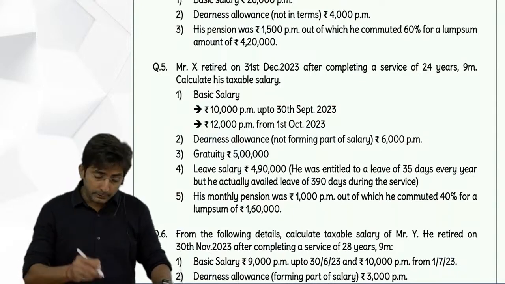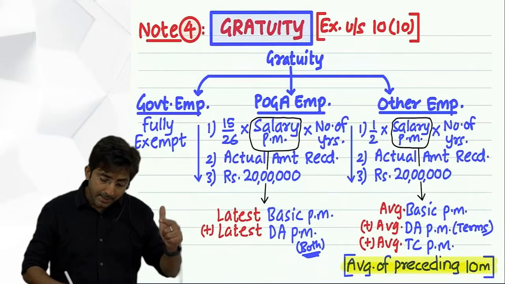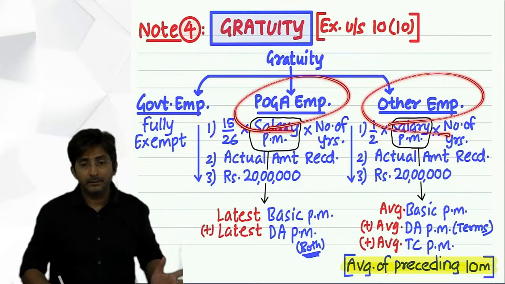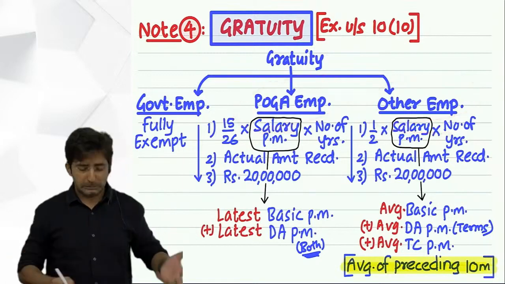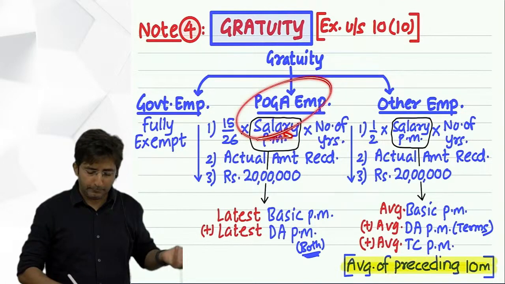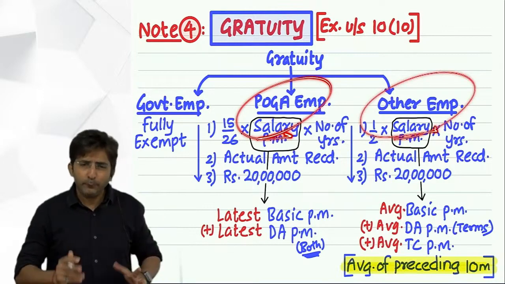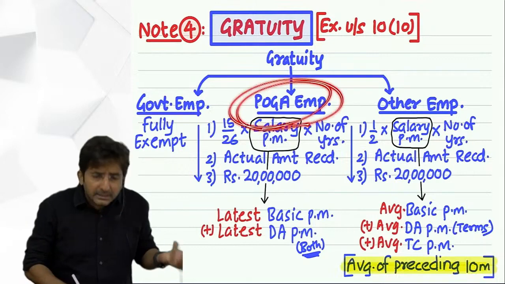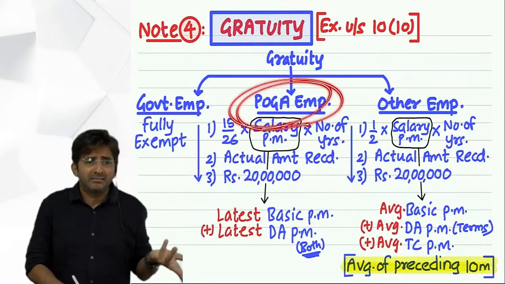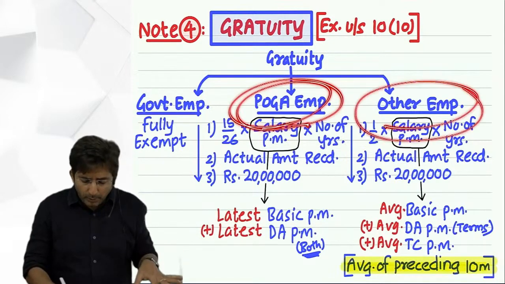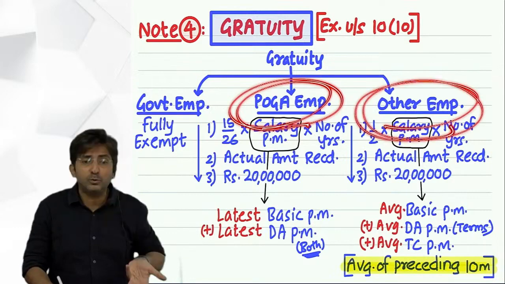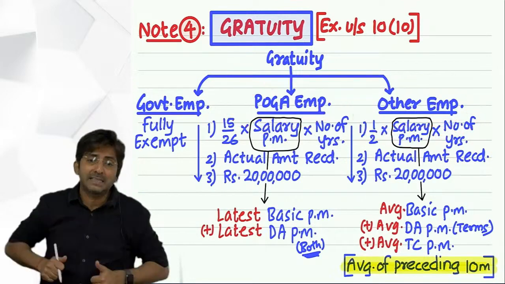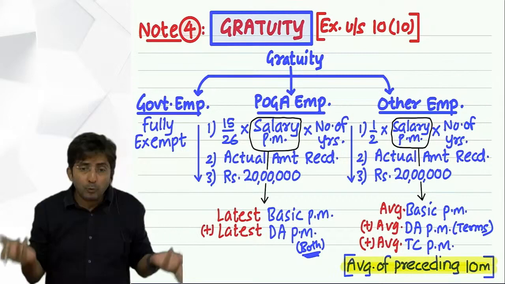So here also there is a difference in POGA and other. See, if you crib, what nonsense, here something different, here something different, you will get irritated. But if you convince yourself, difference has to be there. This is as per the thinking of the Payment of Gratuity Act. And for other employees, there is no godfather of the Payment of Gratuity Act. We go as per the Income Tax Act. So difference is bound to happen.